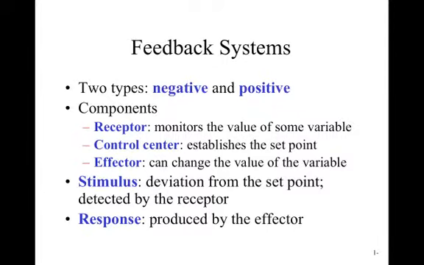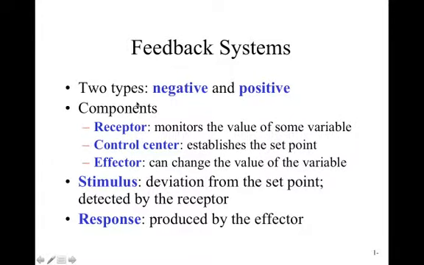And so there's two types, a negative and positive feedback system. And there's some components. A receptor is monitoring that variable. So it's monitoring your body temperature to see whether or not it increases. The receptor sends those signals up to the control center, which is your brain. And it establishes that set point, and if it needs to be changed, if it's getting higher or lower, it will send an effector, usually some sort of hormone, that can change the value of the variable again. So the stimulus is the deviation from that set point, and it's detected by the receptor. And then there's a response produced by your body, and that's produced by the effector, usually a hormone of some sort.